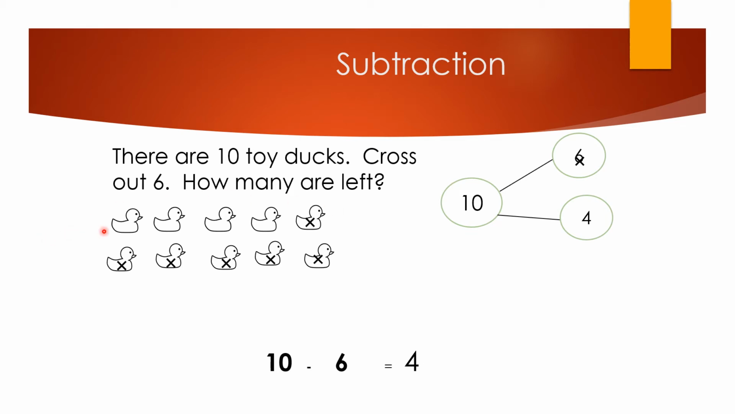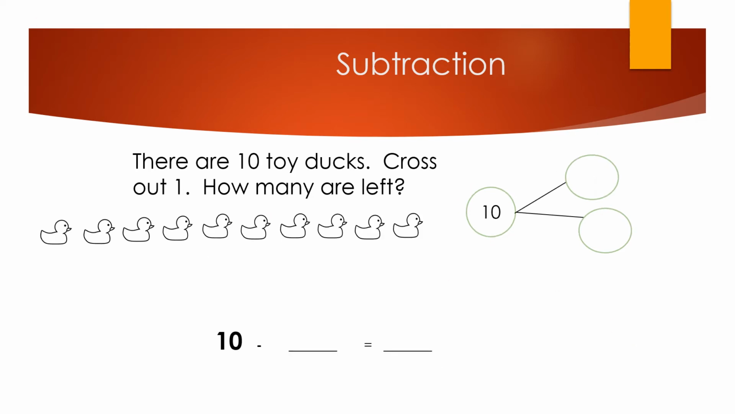Let's count. Ready? Go. 1, 2, 3, 4. 10 ducks take away 6 ducks leaves 4 ducks remaining. 10 take away 6 equals 4 ducks. Nice job, kindergarten. Let's try another.